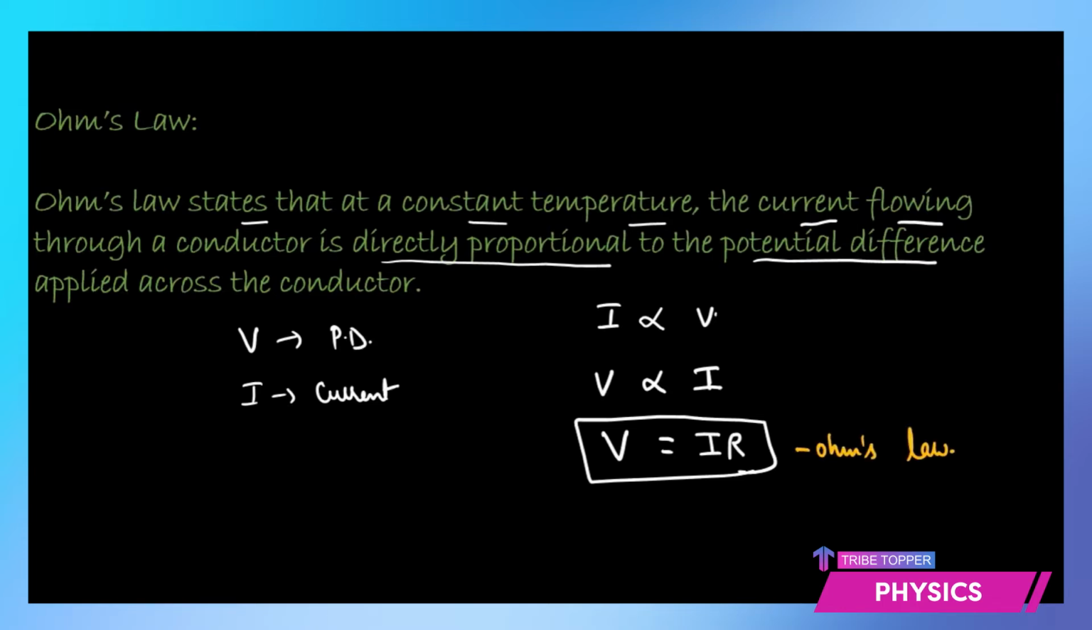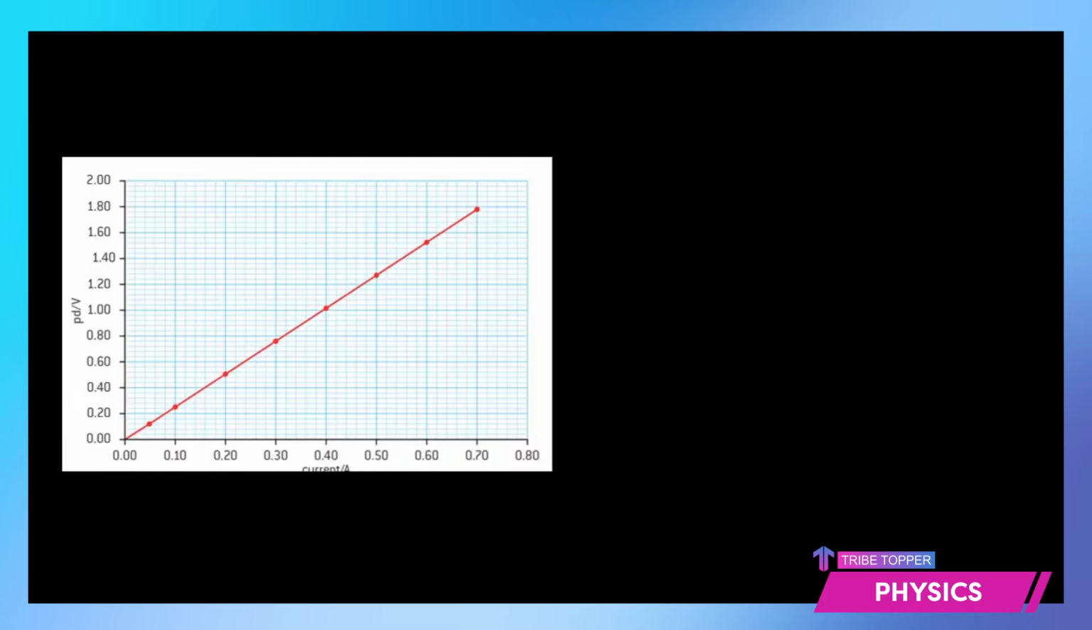Now, what is R? Though it has been introduced as the constant of proportionality, it is termed as resistance. So if we want to find out resistance, we'll say it's the ratio of potential difference to the current through a conductor. And if we look at the graph for such a case where you have, say, a metallic conductor, as you go on increasing the potential difference, the current goes on increasing.